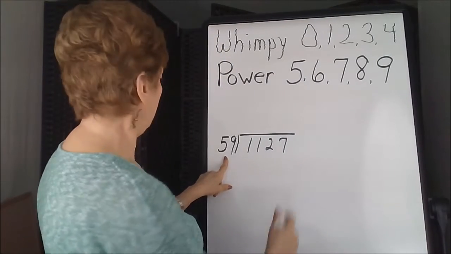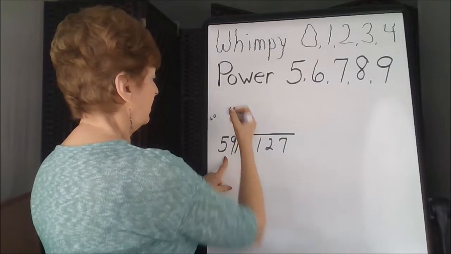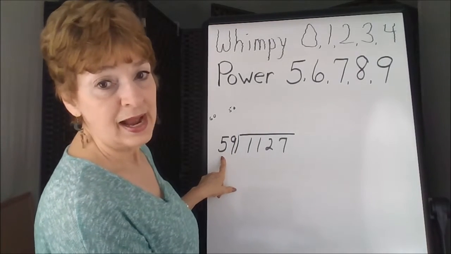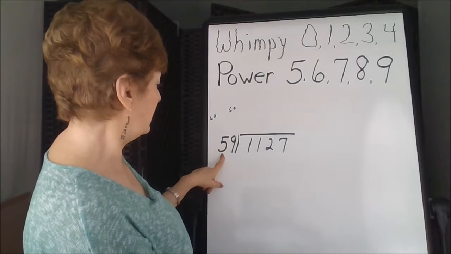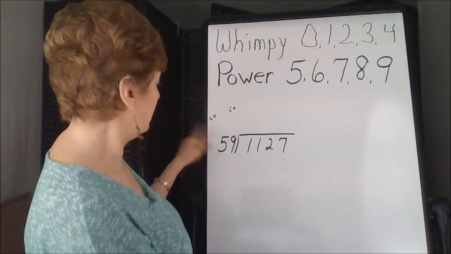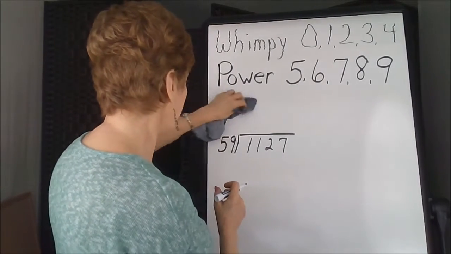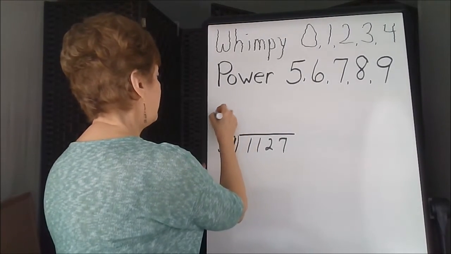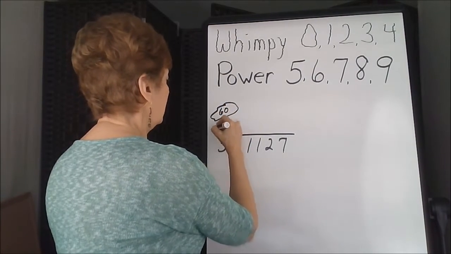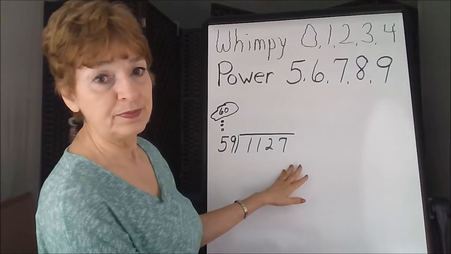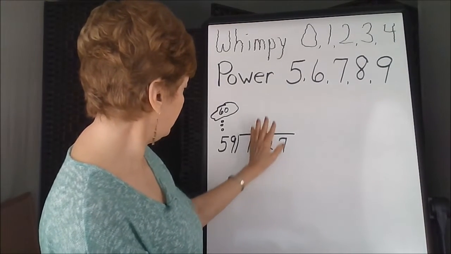59. Would that be closer to 60 or the 50? 9 is a power number. It bumps up the 5, it bumps it forward to the 6. So for our thinking, this is just for our thinking process, we're going to think about 60 when we go to choose numbers. We have to find out where we're going to put our first number.